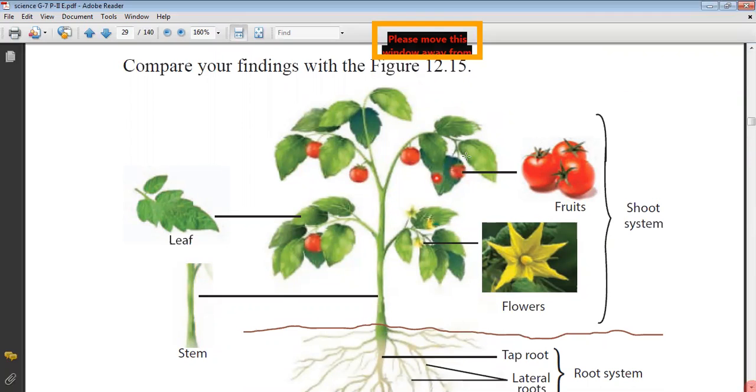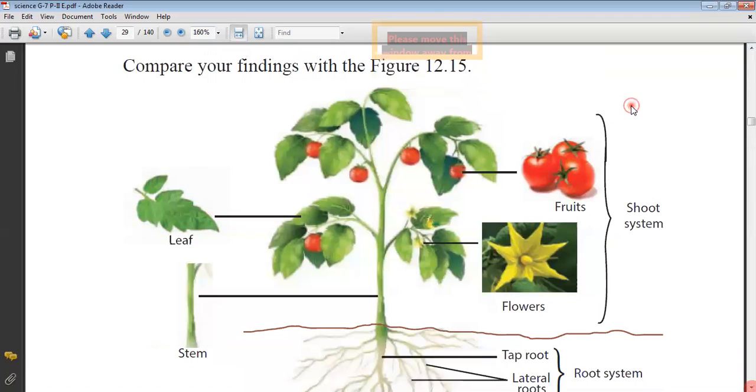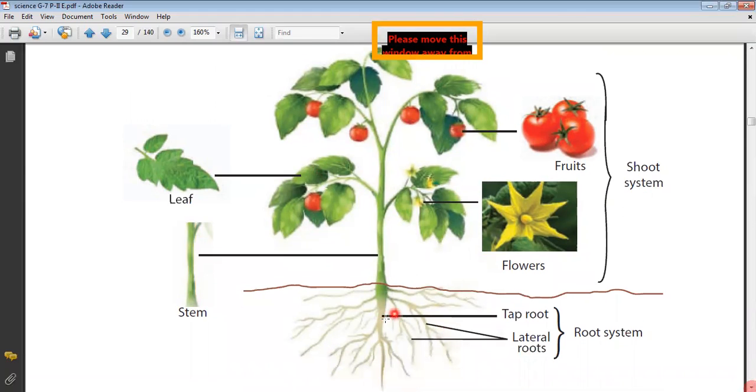Here we can see the shoot system. These are fruits, flowers, leaf, stem. These are part of the shoot system. The organs that are part of the shoot system in a plant are fruits, flowers, leaves, and stem. Then we go to the root system: taproot, lateral root. These are the two types of systems in a plant, that is the shoot system and the root system.